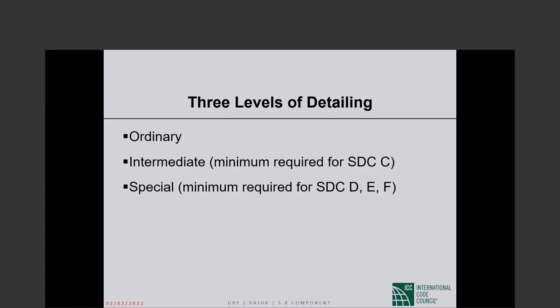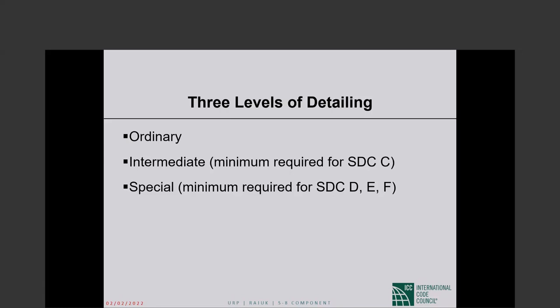Ordinary detailing is not an option that is allowed anymore. The code doesn't allow that. You cannot do ordinary detailing for a design category C structure and take the penalty of a lower R value. That is not allowed. The minimum you have to do is now intermediate detailing. You are allowed to do special detailing and take advantage of a higher R value.